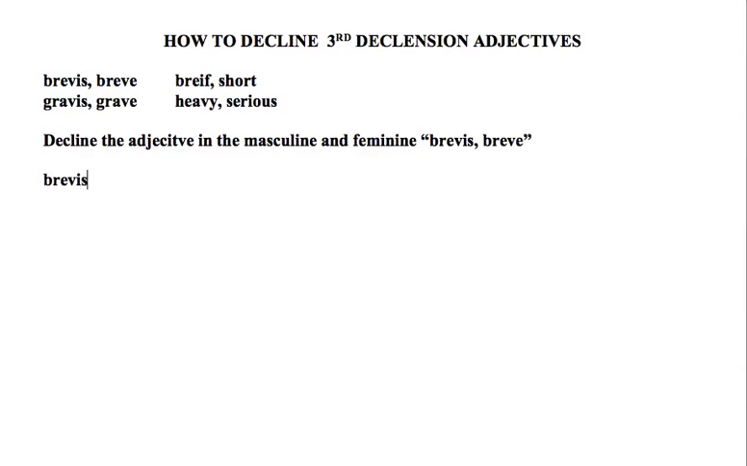So if I ask you to decline the adjective in the masculine and feminine, and we're going to practice, I'm going to show you how to work with the adjective brevis, breve. You will begin like this. You will write the nominative singular form for both masculine and feminine. To get the base of this adjective, you're going to go to the nominative neuter form and remove the e.